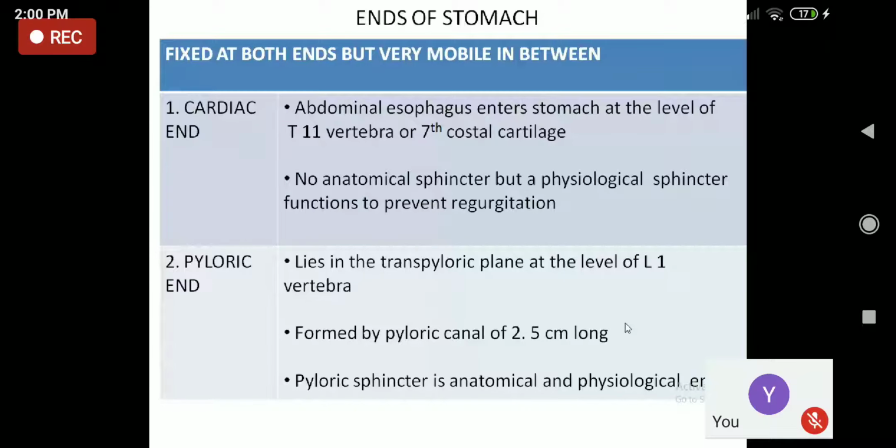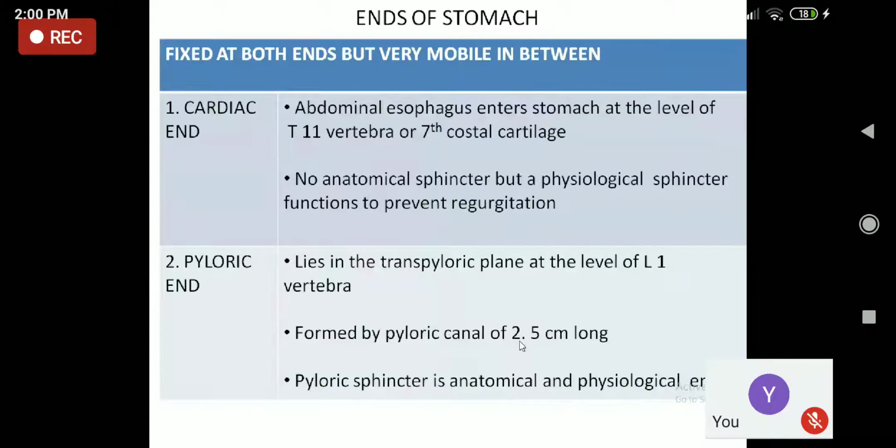The next end is the pyloric end. The pyloric end lies in the transpyloric plane, at the level of the first lumbar vertebra. So the vertebral level of the pyloric end in a cadaveric stomach and in supine position is the L1 vertebra. This pyloric end is formed by the pyloric canal, about 2.5 centimeter long. The pyloric end is guarded by the pyloric sphincter, which is both an anatomical and physiological entity. When we go for practical, you can feel the pyloric end and the cardiac end of the stomach.